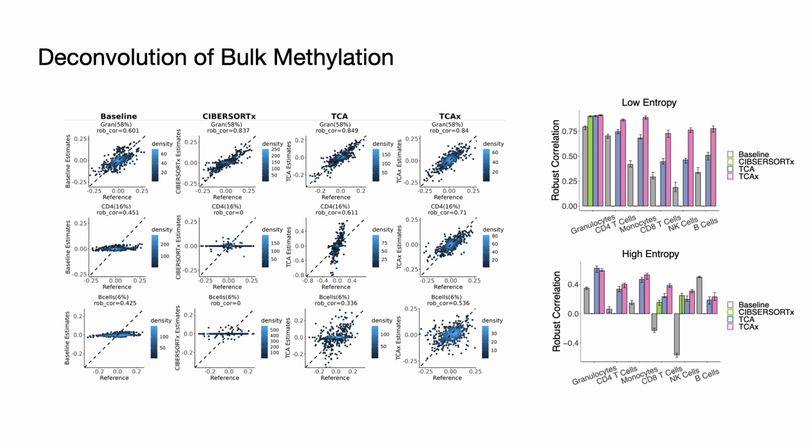Another thing to note here is that CIBERSORTx almost completely failed other than in the most dominant cell types. It's not surprising because this is originally designed for expression data. So we just further excluded this method from any real data applications on methylation.